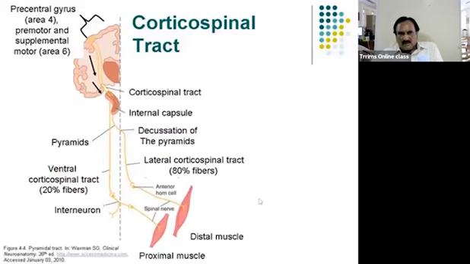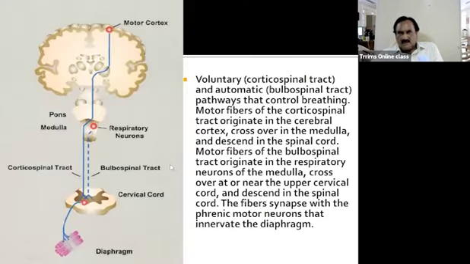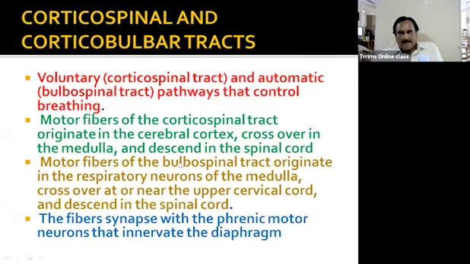So this is the corticospinal pathway. I think it is too much at this point of time. And this is the corticobulbar pathway. I think you can avoid this.